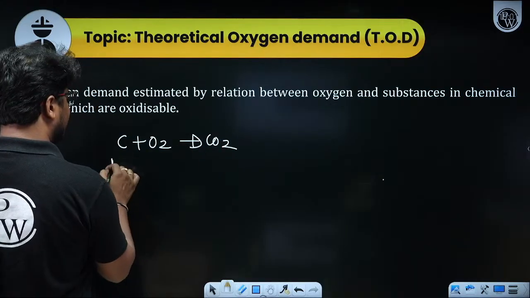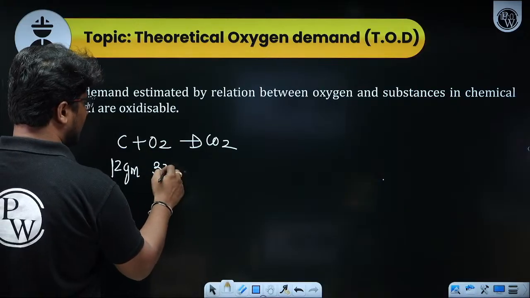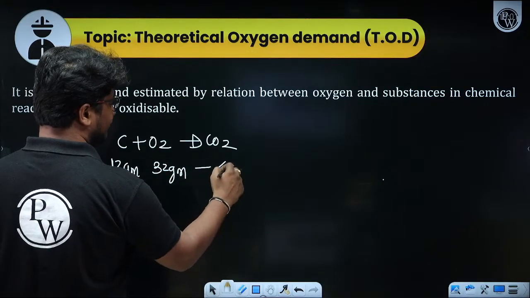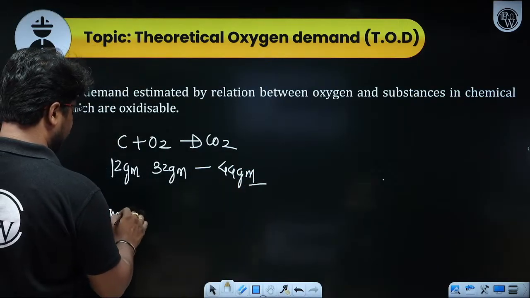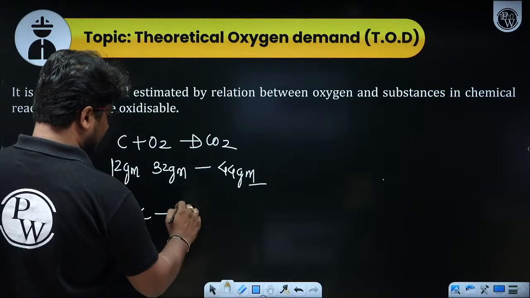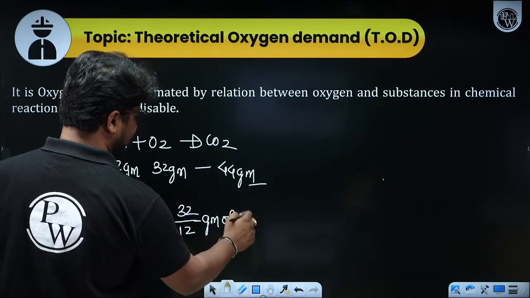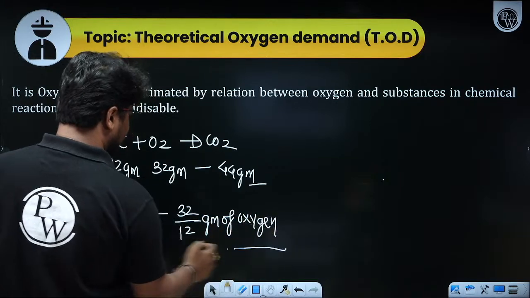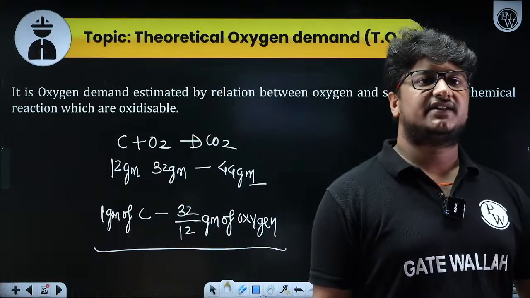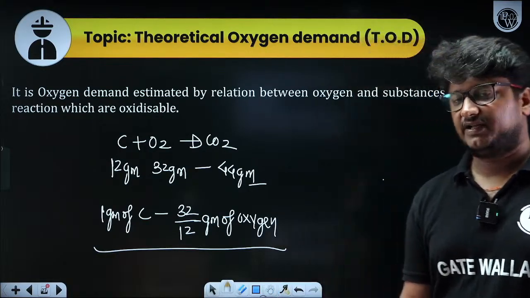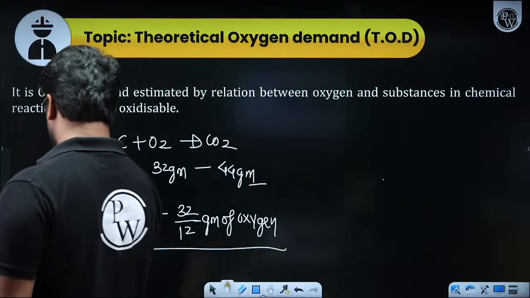So you know that 12 gram of carbon needs 16 into 2, 32 gram of oxygen, and that will produce 44 gram of carbon dioxide. So 1 gram of carbon requires 32 divided by 12 gram of oxygen. Am I right or wrong? So like that, if you are calculating the oxygen demand, that is what we call theoretical oxygen demand.